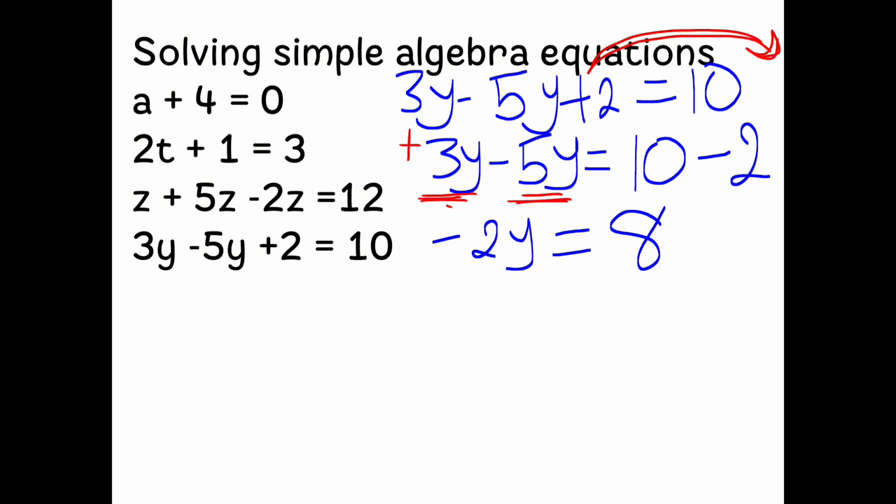So now we need to get the value of y. And what is disturbing y here? Minus 2 is disturbing y. And what do we do to take it away? We divide both sides by minus 2. Do you understand? Very good. So dividing both sides by minus 2.